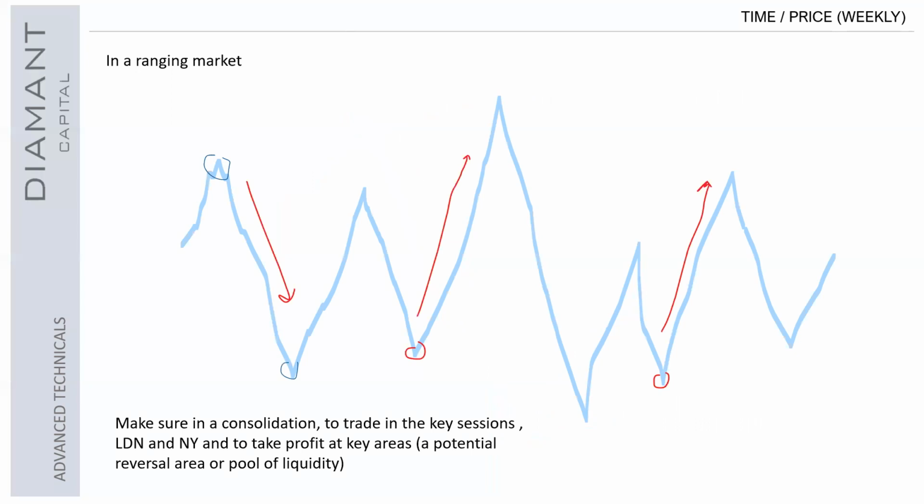So in a ranging market, if we're in a consolidation, you've just got to trade the key sessions. And, as we discussed in that consolidation video from the first section of technicals, you've really got to make sure that you take your profits and understand time and price. Time and price is so key in consolidations because you cannot expect price to keep on going, let's say all the way till Thursday or all the way till next week or whatever. You've got to also pair in the fact of time and price on a weekly time frame, but also in a daily time frame as well.